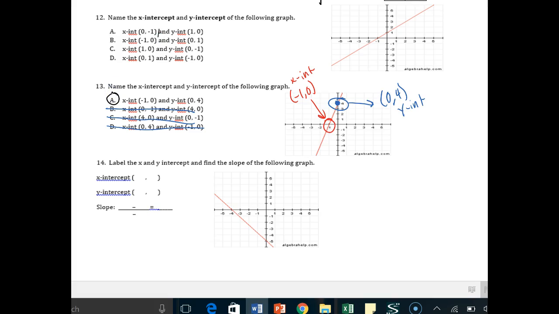Lastly, in number 14, I'll help you out by labeling your intercepts and then leave it to you. So the y-intercept is 0, -5, and your x-intercept is obviously -4, 0. You find the slope. That's it.